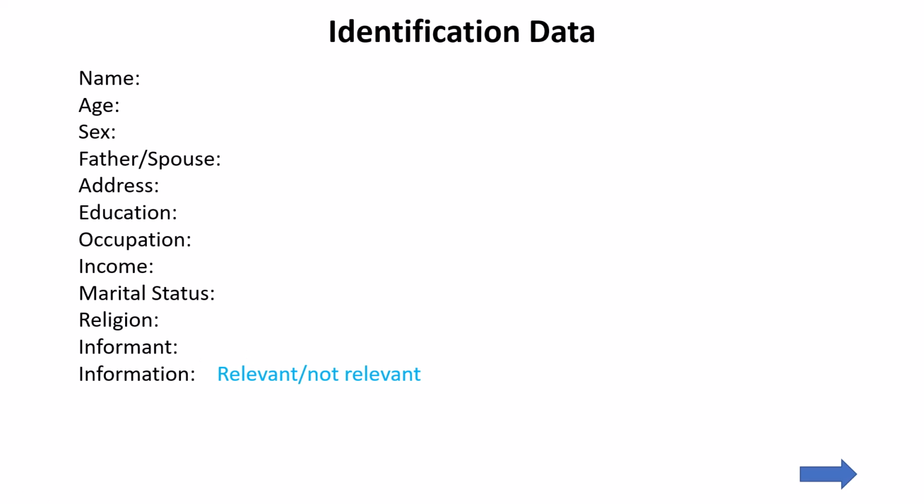Okay, then adequate or not adequate. Is it adequate or not adequate? How much information are you getting? If it is adequate, it means the information is very helpful to start the treatment. If the information is not adequate to decide what actually happened to the patient, then that condition is called not adequate information. So these are the things we have to collect in identification data.